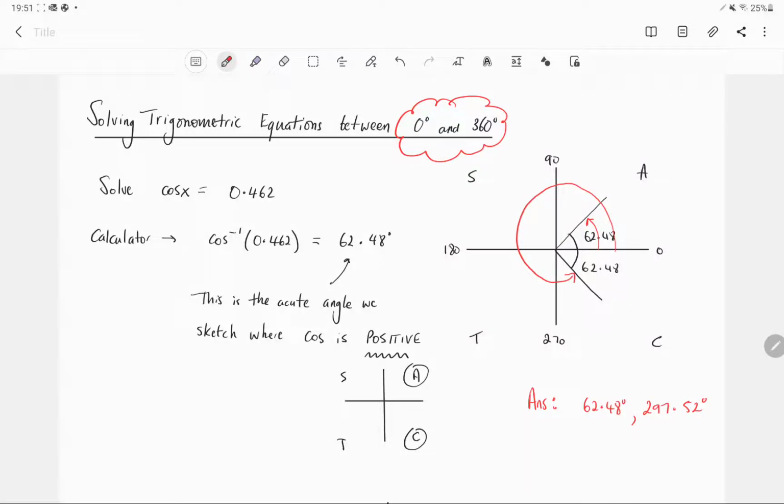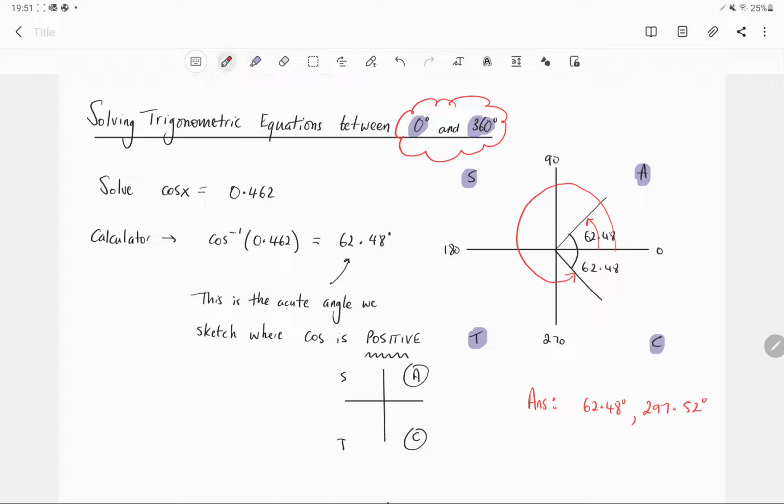Short video on solving trigonometric equations between 0 and 360. For each of these questions we have to be able to use CAST diagrams. So just note that the CAST diagrams are as follows: C down the bottom right and then go anti-clockwise, CAST.